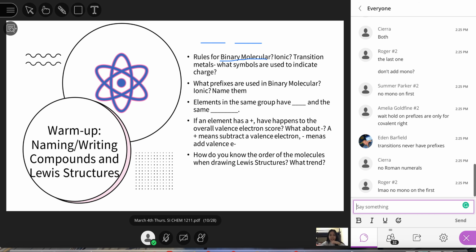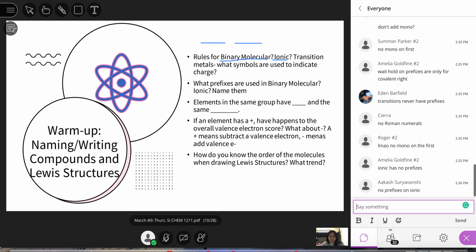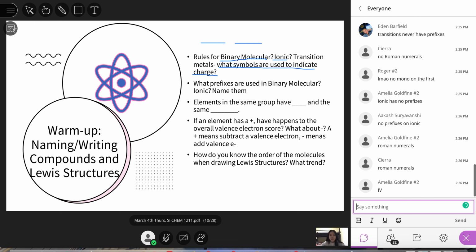Yep, exactly. And then what about ionic? Is that the same too? Yep. Ionic. Yes. No transitions. Yep, exactly. And then what symbols are used to indicate transition metals, so you can recognize it really fast? Roman numerals, yes, exactly. So what prefixes are used in binary molecular and ionic? But we know there's no ionic. That's just a trick question, but you guys obviously got past that already. So what prefixes are used in binary molecular?